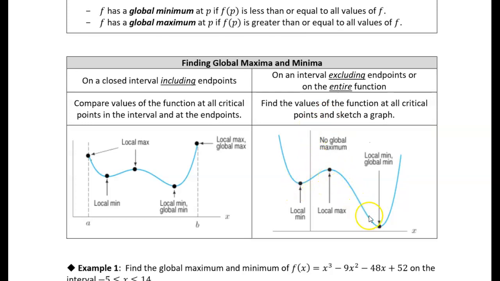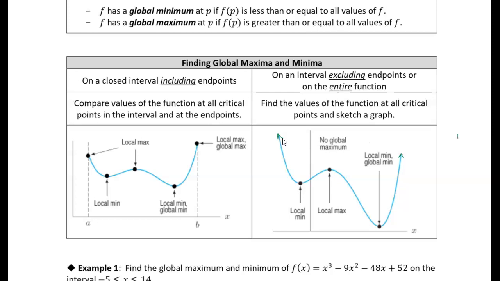we're going to just look at the local maximum and minimum. But we also have to look at the overall function, because in this example, here's a global minimum down here at this point, but there is no global maximum, because on either side of the interval, this function just goes on to infinity. So there is no maximum.